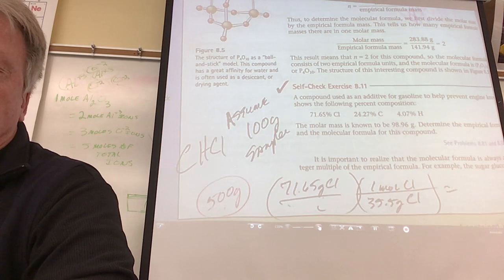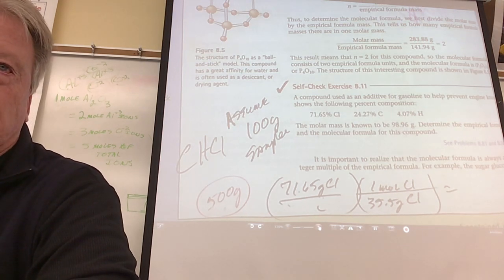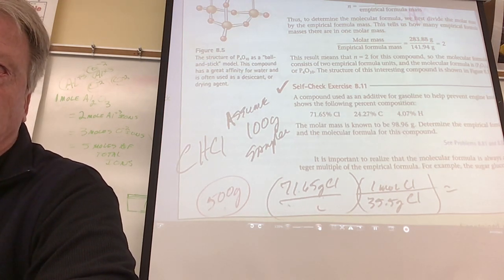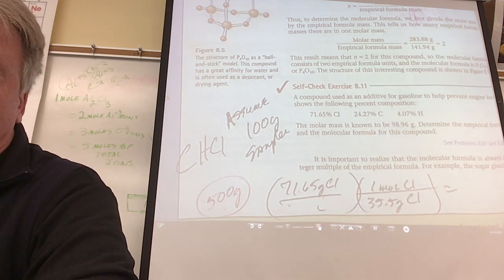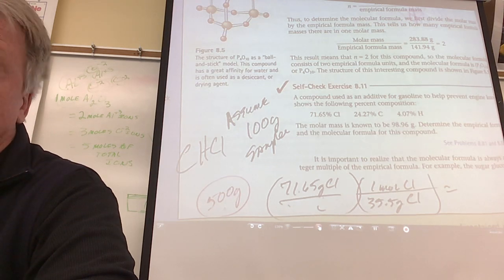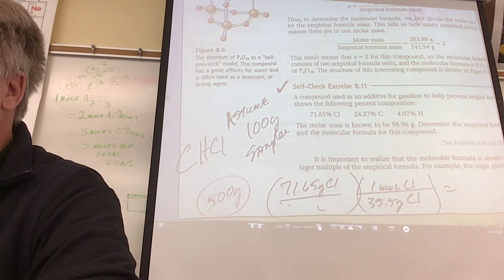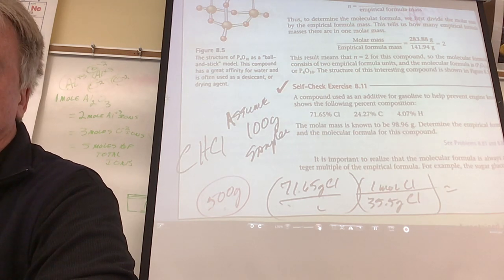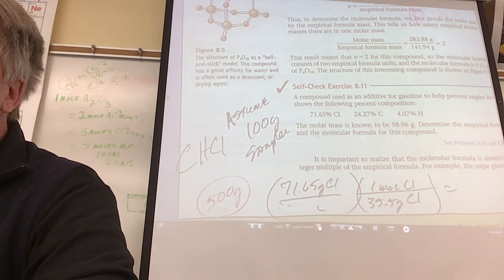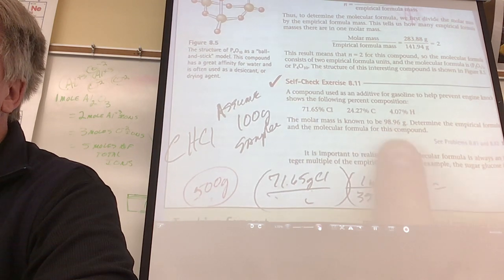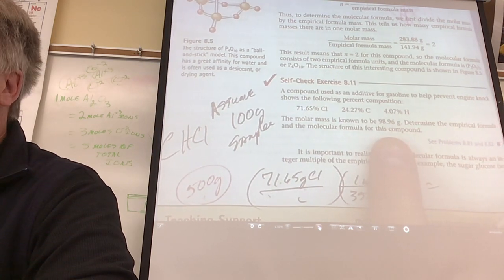Well, what you really want to do is change all the percents to grams, and then change grams to moles. Once you get in the mole world, you'll have these ugly looking numbers. What are you going to do with those ugly numbers? You're going to divide by the smallest. And then you're going to get some nice looking numbers. That's going to be the empirical formula, isn't it? And then you're going to see whether or not the empirical formula happens to be the same chemical. Maybe, maybe not.